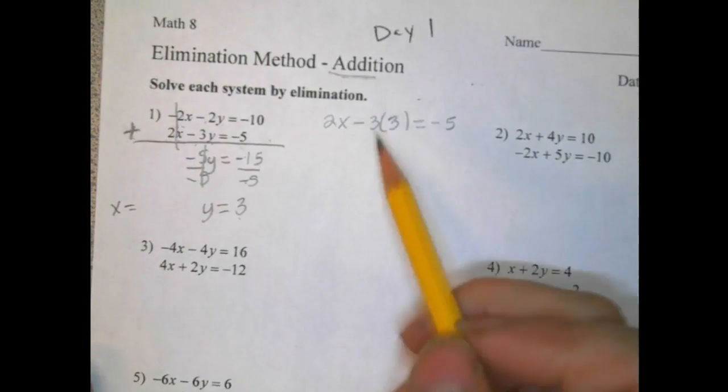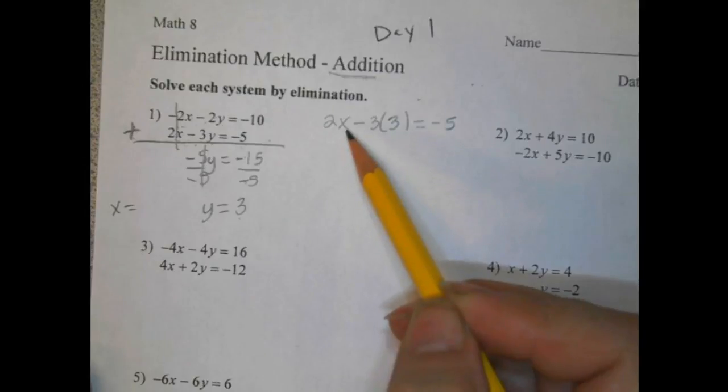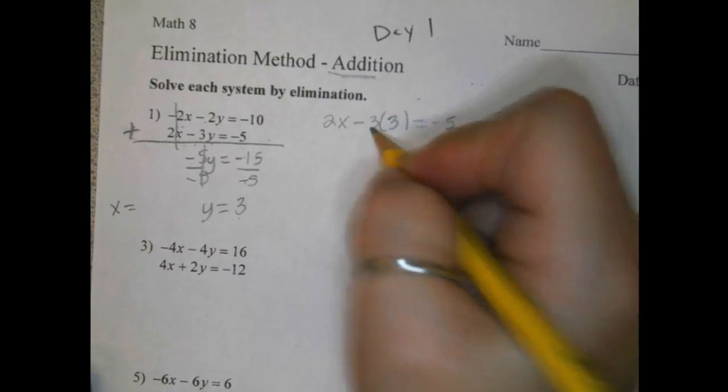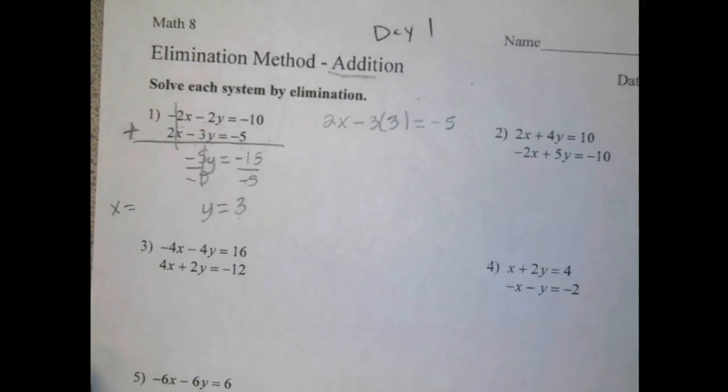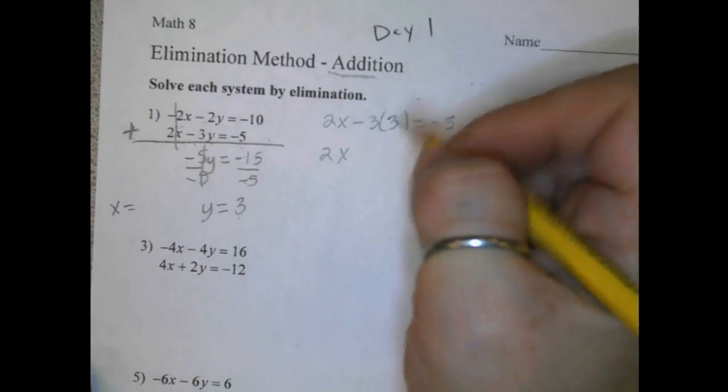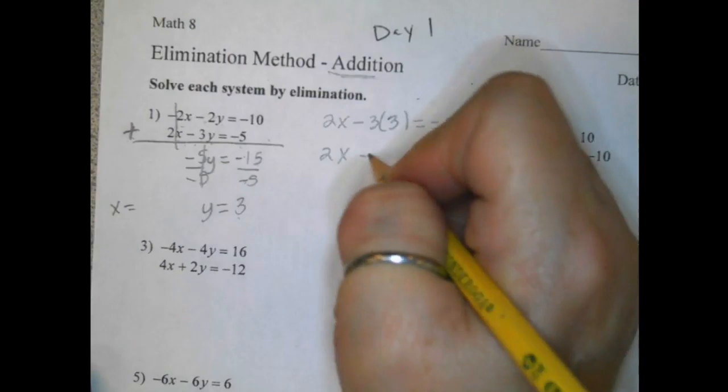And now I can solve this equation, and I'll know what x is equal to, because now I'm solving for x. Okay? What is -3 times 3? Say it again. Matthew, what is it? -9.